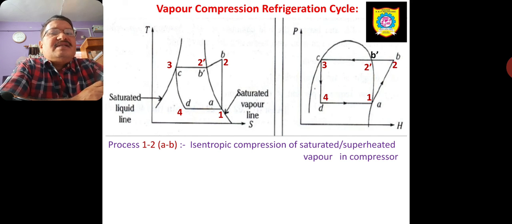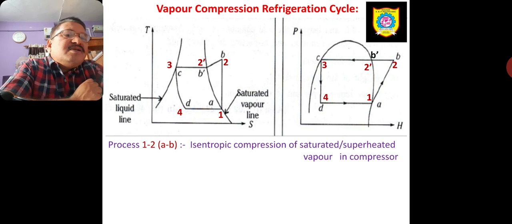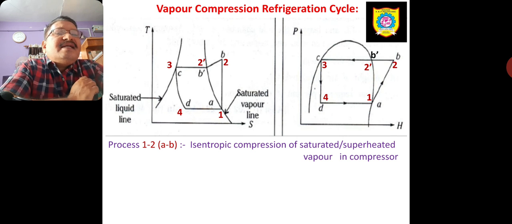So the first process, say process 1 2 or process AB, is nothing but isentropic compression of saturated or superheated vapor in the compressor. If you look at this pH diagram and the TS diagram, at the point 1 or point A, you will find that it is lying on the saturated vapor line. So it indicates that the condition of the refrigerant is saturated vapor. But sometimes this point may be shifted slightly to the right. Then in that case the condition will be superheated. So the condition is either saturated or superheated.